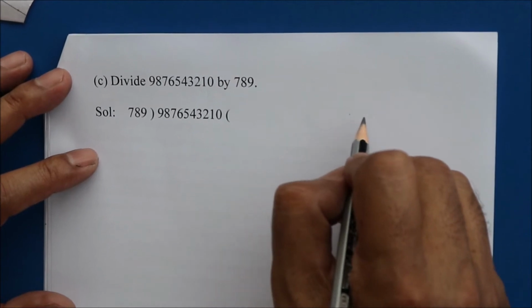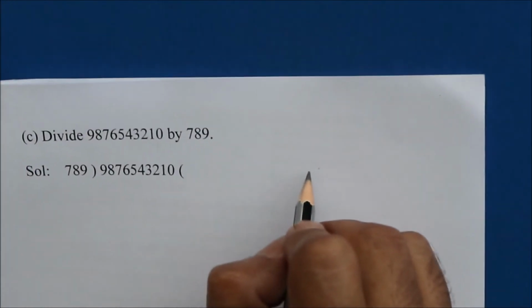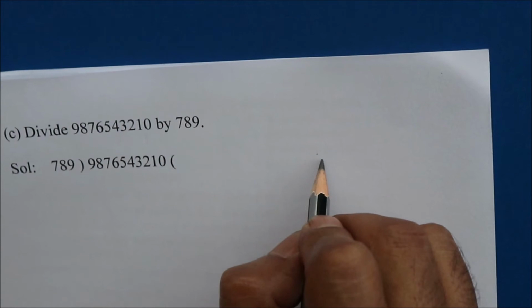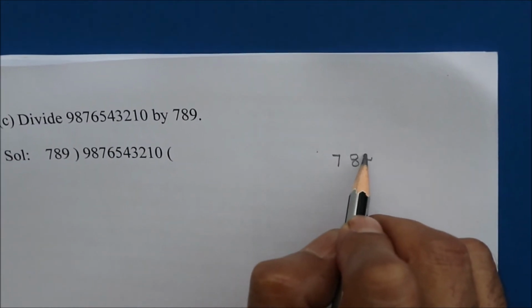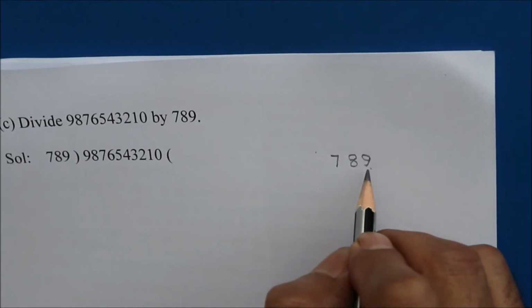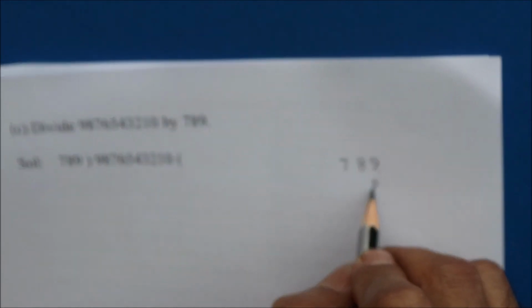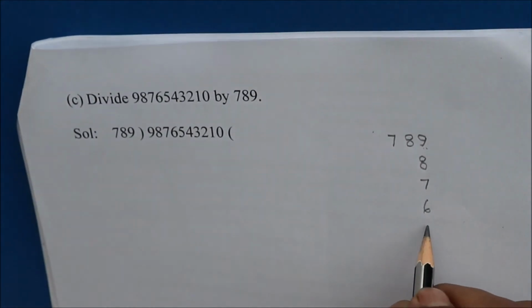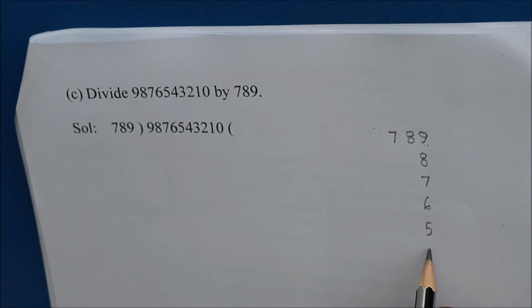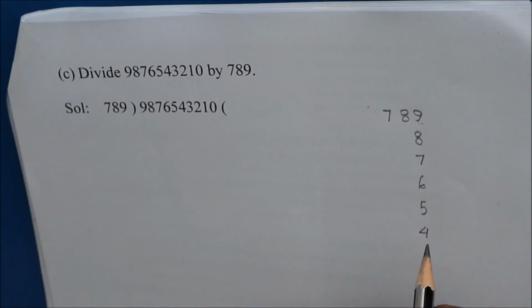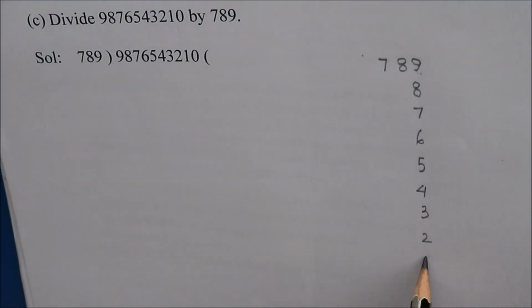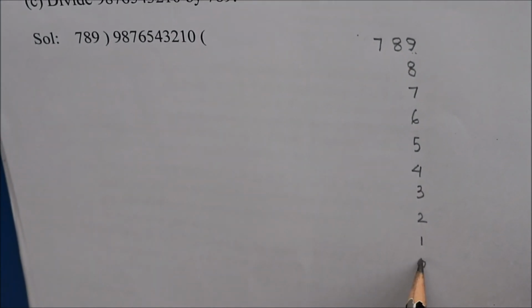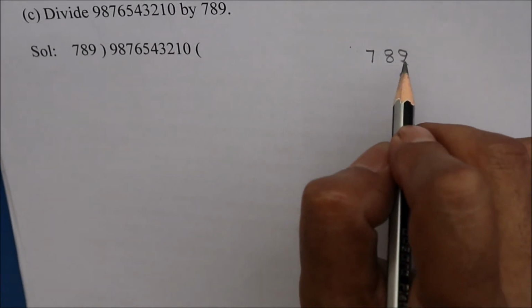Now we write the first 10 multiples of the divisor. 7, 8, 9. Plus 9 minus 1. 9 minus 1, 8. 8 minus 1, 7. 7 minus 1, 6. 6 minus 1, 5. 5 minus 1, 4. 4 minus 1, 3. 3 minus 1, 2. 2 minus 1, 1. 1 minus 1, 0. 8 is less than 9.